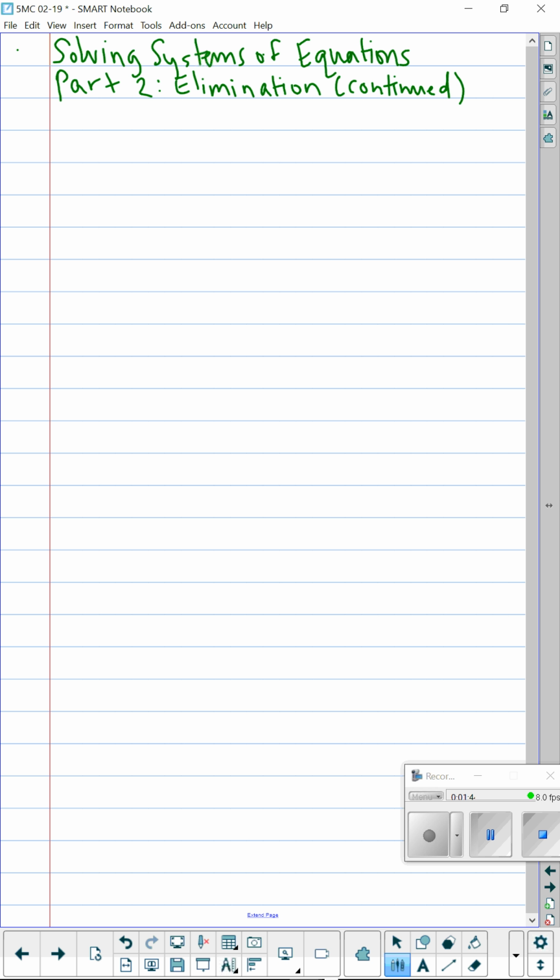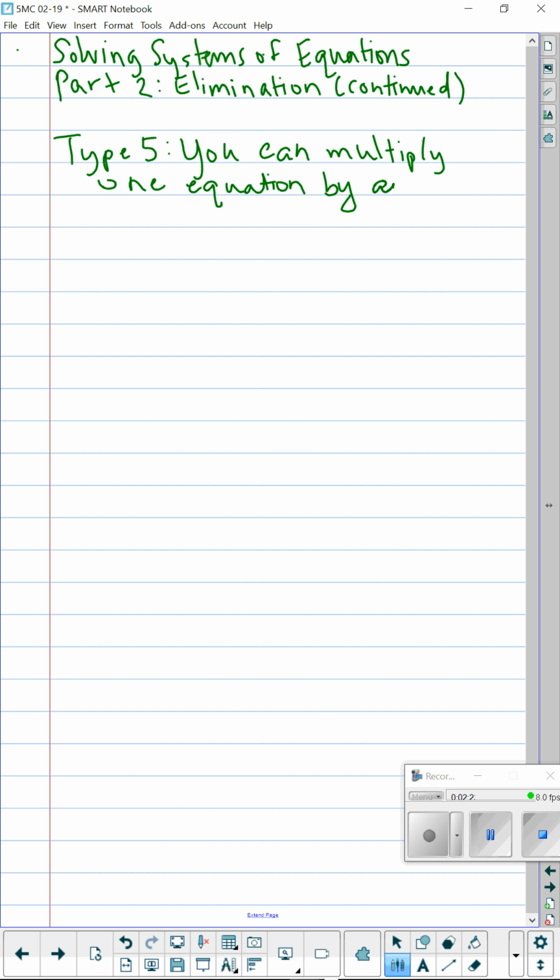So if none of those will work, then you can try type 5, which is you can multiply one equation by any number to create a zero pair.